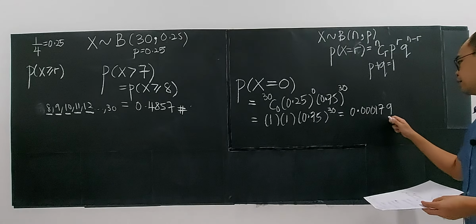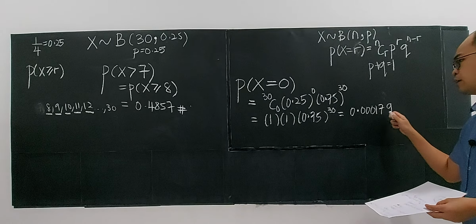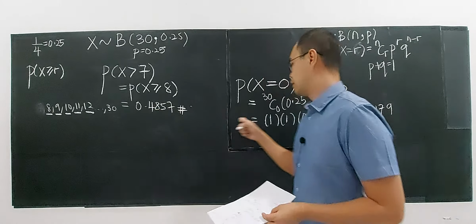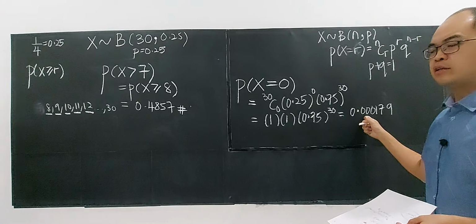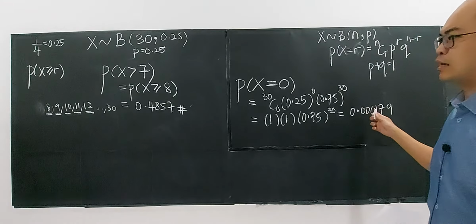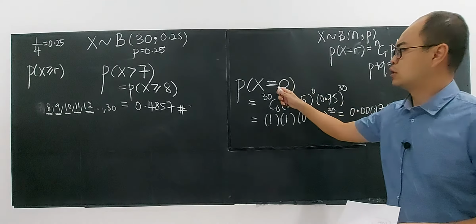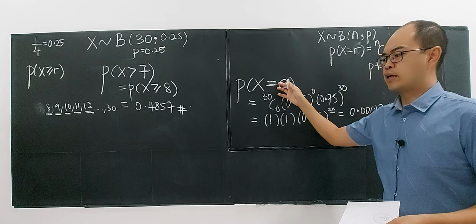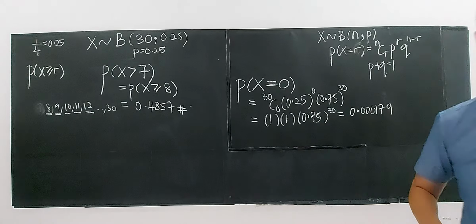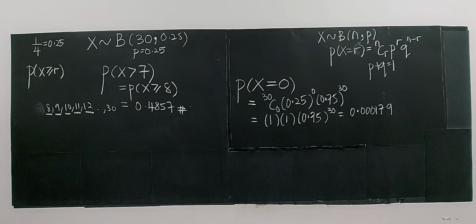So this tells us that the probability value here is very near to zero, which means it is almost impossible. To get all wrong is the least possible, almost zero. Okay, this is the way we answer this question. Hope you understand.